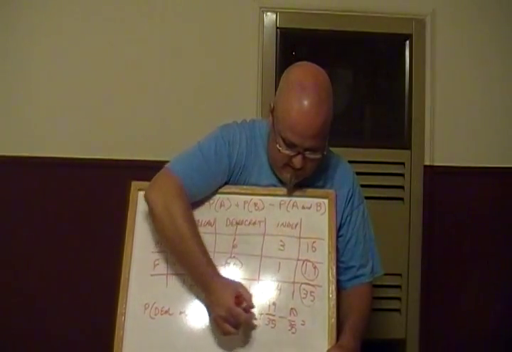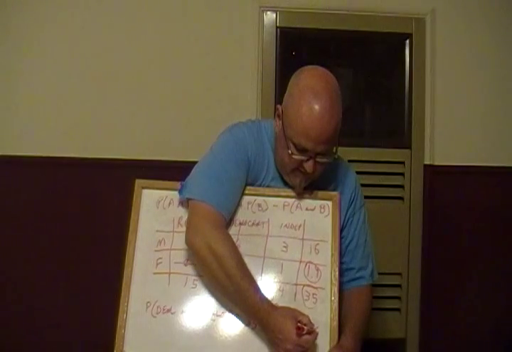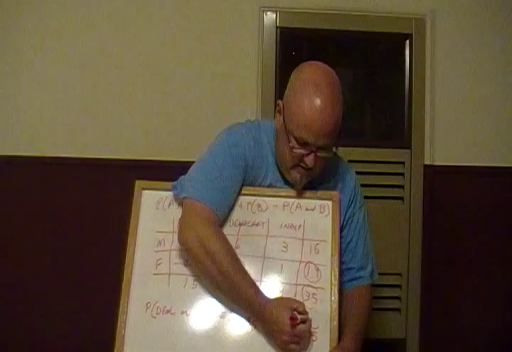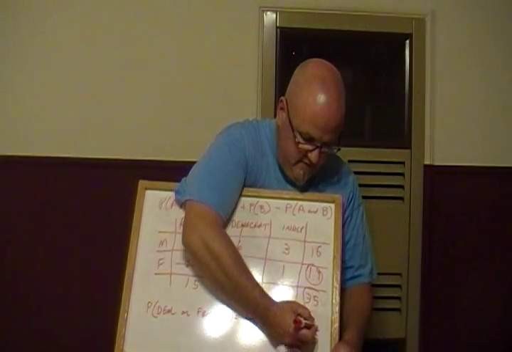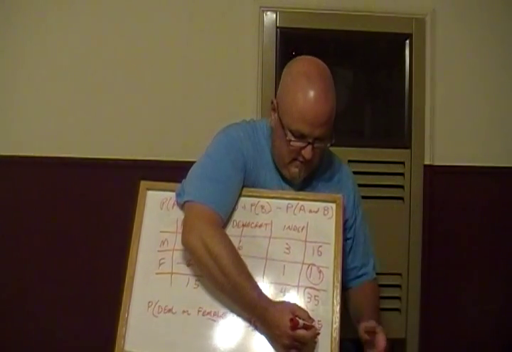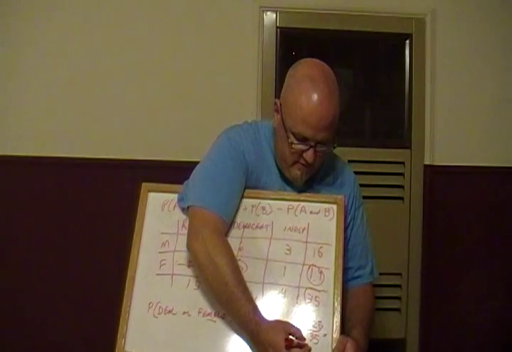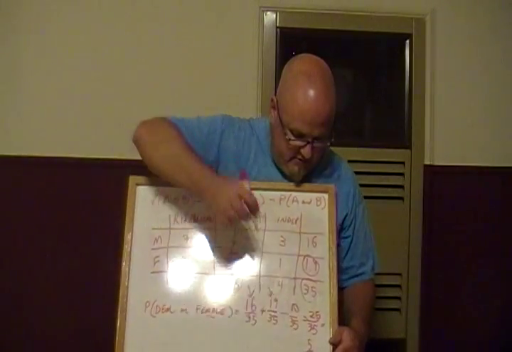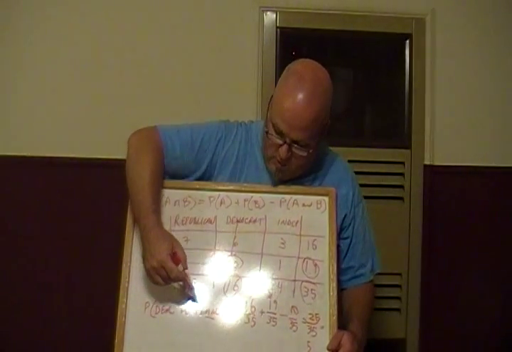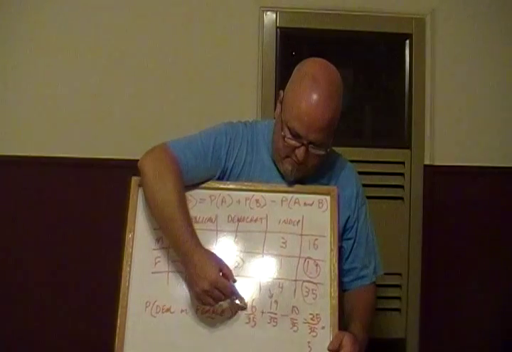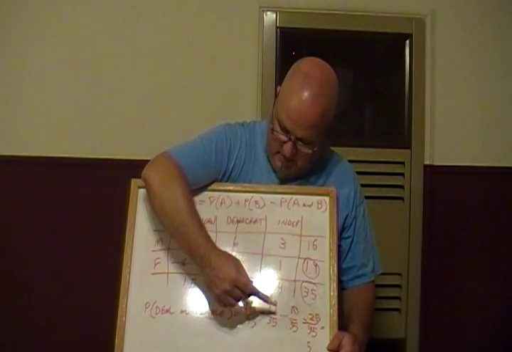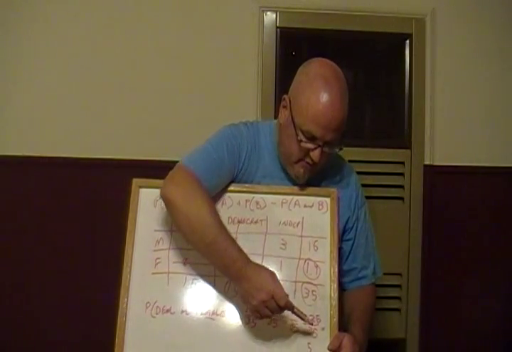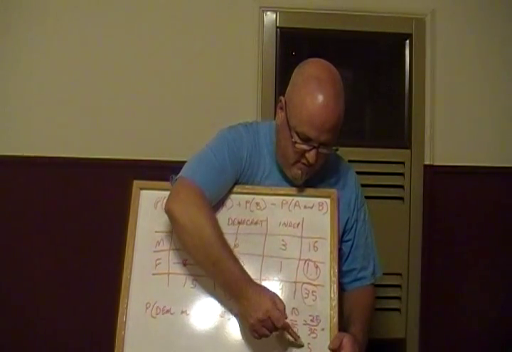So this time we get, let's see, the common denominator, of course, is 35. That's nice. 16 plus 19 is 35 minus 10, 25. And that reduces to 5 over 7. So the probability of being a Democrat or a female is the probability of being a Democrat plus the probability of being a female minus the probability of being a female Democrat, equal to 25 over 35 or 5/7.